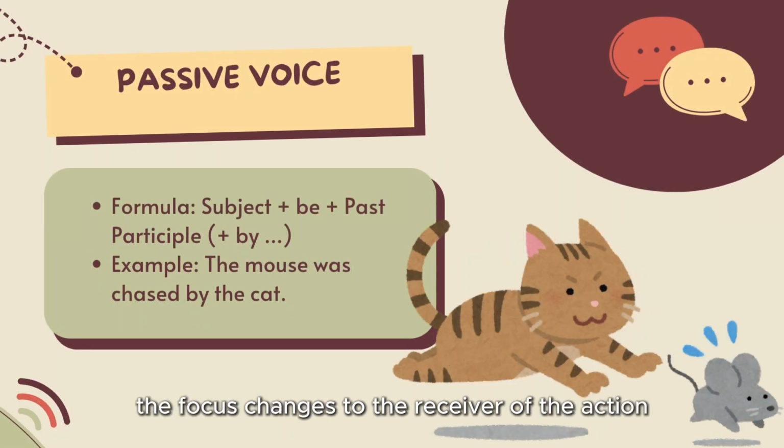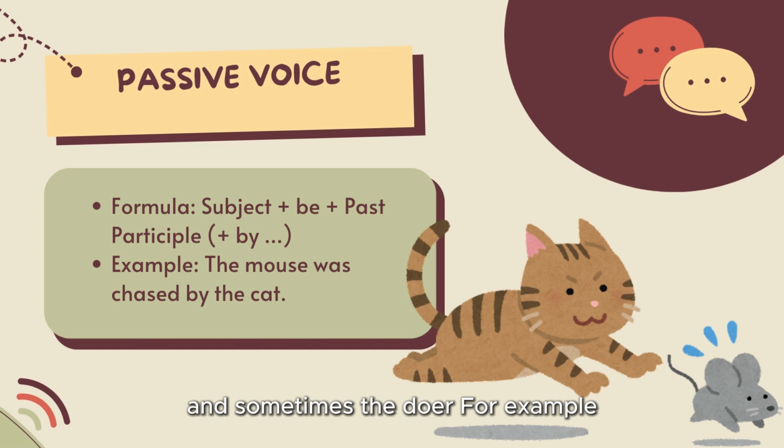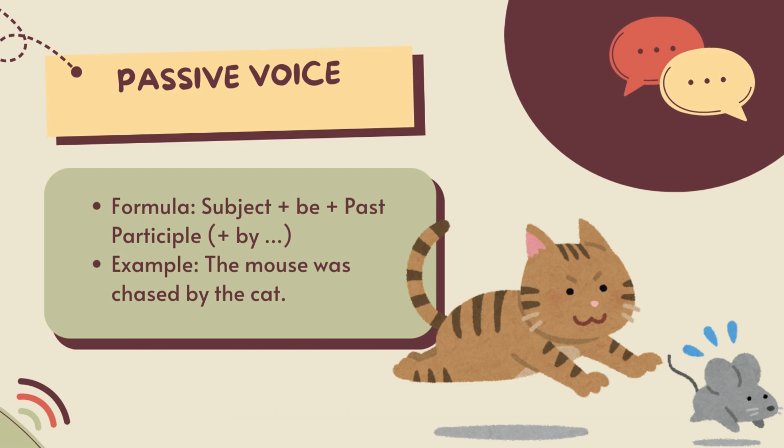In the passive voice, the focus changes to the receiver of the action. The structure is subject, be, past participle, and sometimes the doer. For example, the mouse was chased by the cat. Now the focus is on the mouse.